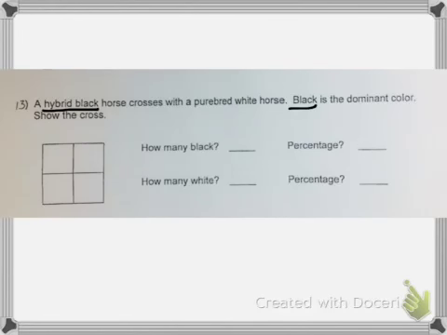Okay. Number 13. A hybrid black horse crosses with a purebred white horse. Black is the dominant color.